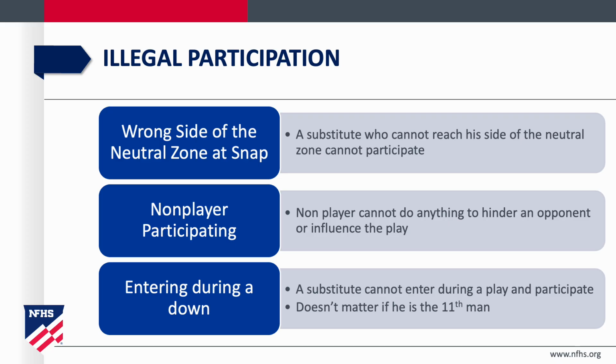A substitute must be on the field before the snap. Just like a substitute not reaching his side of the neutral zone, we have at least a substitution infraction at the least. If he simply comes on but doesn't affect the play, it can remain an illegal substitution foul. However, if he participates, then we have illegal participation. It doesn't matter the number of players on the field at the snap. So even if this person would be the 11th player, we would still have a foul.